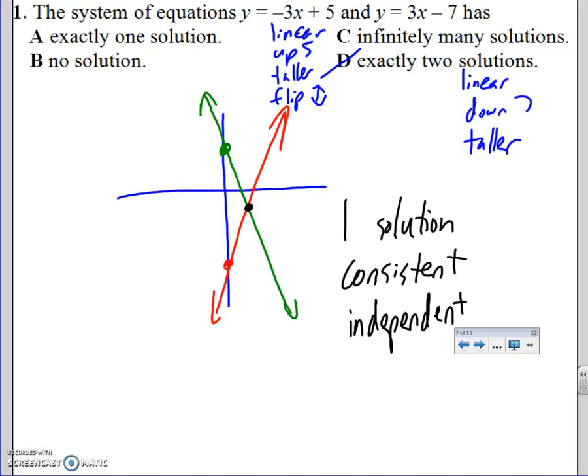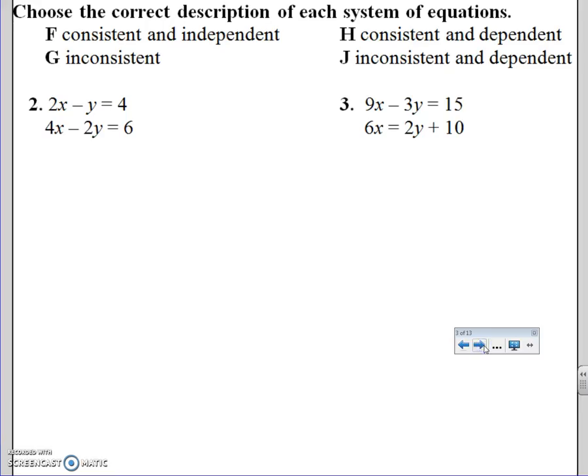Now, what do they want? They just want how many solutions? This is A. Exactly one solution. Now, tell me if it's consistent, independent, or inconsistent, or whatnot.